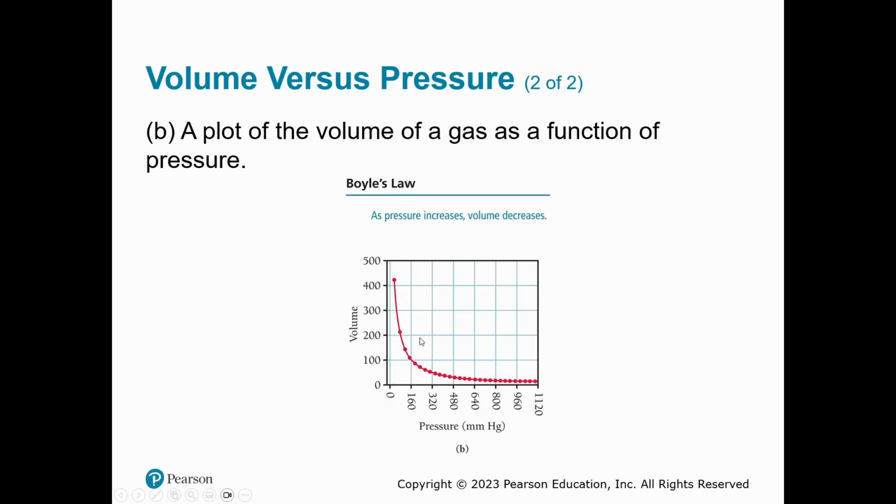So we get this type of curve when we have indirect variation. When we have direct variation, we have a straight line curve. Indirect variation, we have this kind of L-shaped curve.